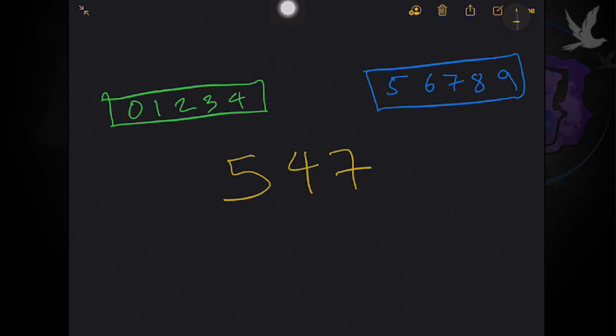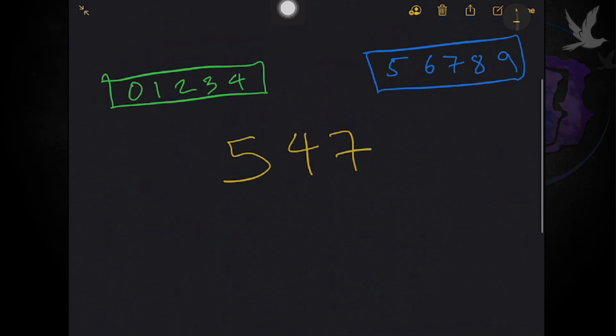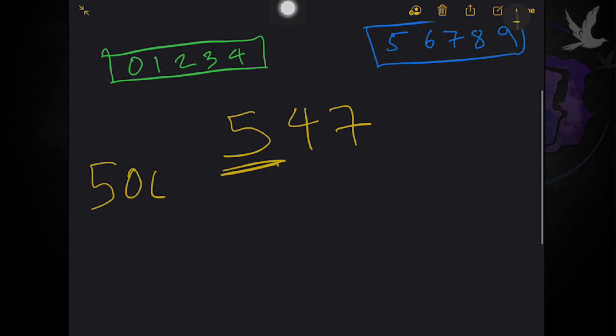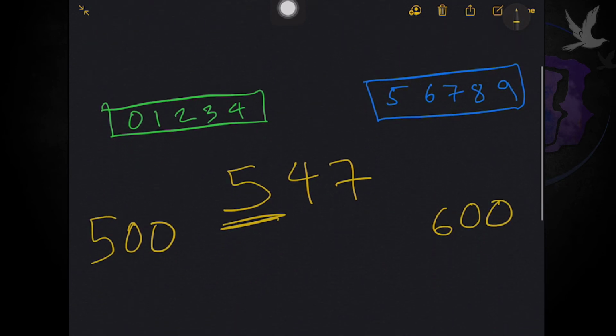547. Okay, round off to the nearest hundreds again. We will still apply the same rule. So, we have hundreds here, 5, and the value of 5 is 500. The next hundreds is 600. Just to show you the logic, 547 is in between 500 and 600. Since we are asked to round off to the nearest hundreds, we are now going to make use of the place value before, which is tens, which in this case is 4.